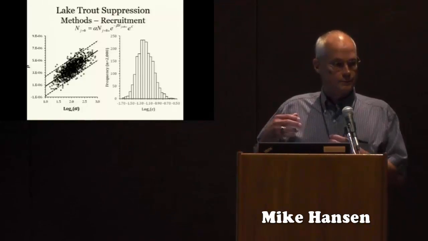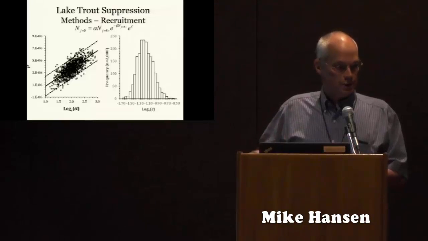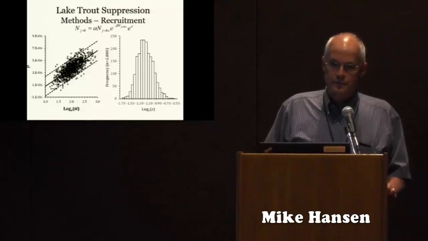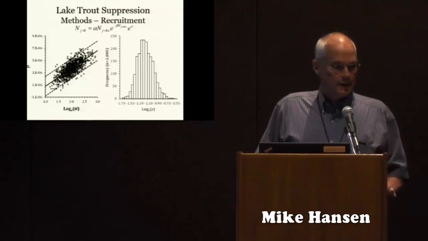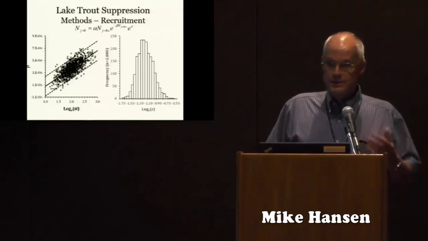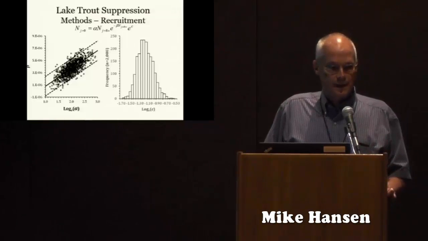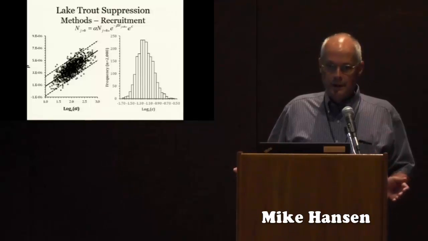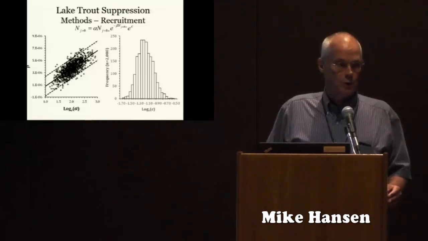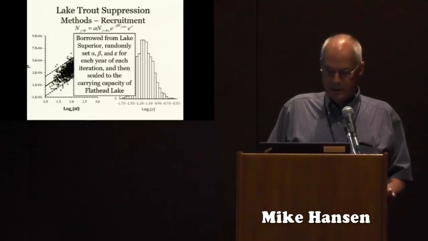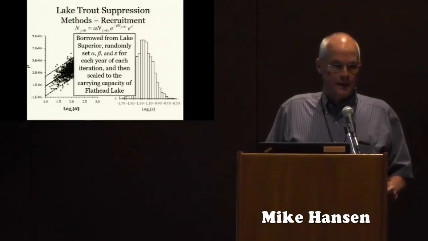So for each iteration, each year of each iteration, there's a different set of parameters. This accounts for what the modeling geeks call parameter uncertainty. In other words, you have to account for this directly inside the model, or you're making some huge assumptions about how much you know.